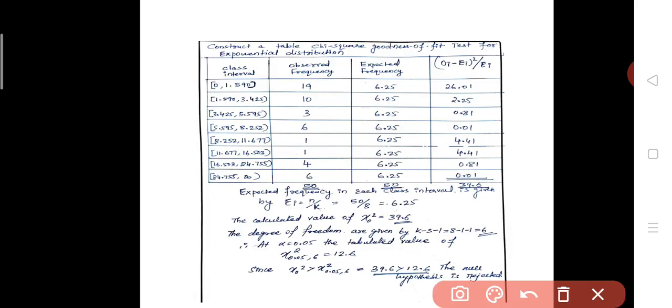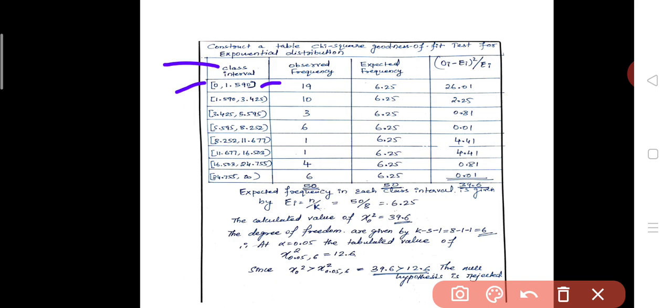After finding the end points for the class intervals, we will apply the chi-square goodness of fit test. The first column is the class interval, which starts from 0 and ends at 1.590. The square bracket indicates you have to consider 0, and the parenthesis indicates you should not consider 1.59. Within this range, whatever numbers fall, you have to consider.